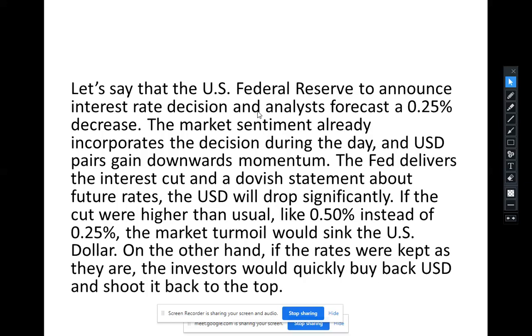Okay, that means when there is a decrease in that rate, the market will just drop drastically. But when there is an increase in the rate, investors will quickly start buying back the market. That is why anytime this kind of news occurs, you will see a strong bullish candle, a strong bullish candle.